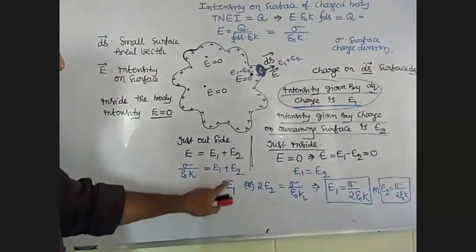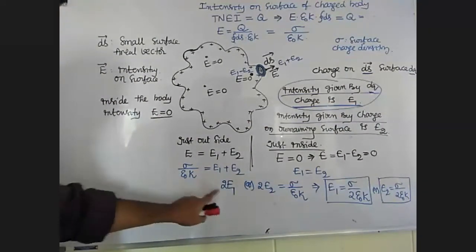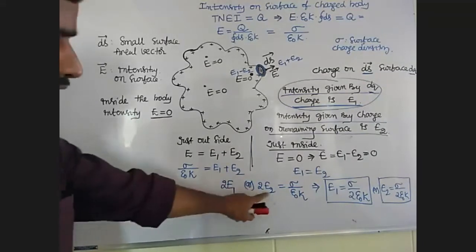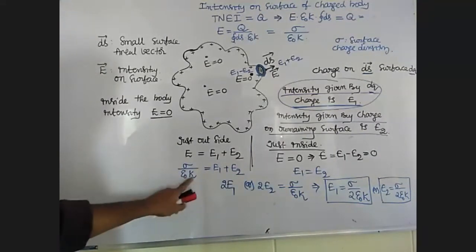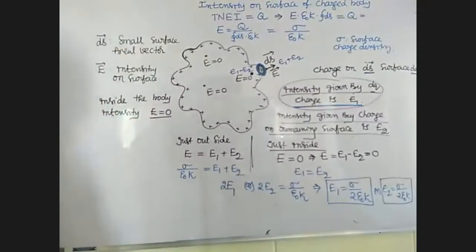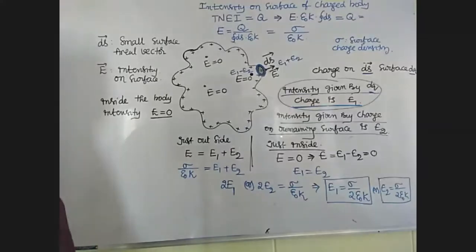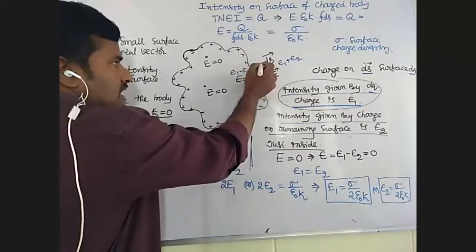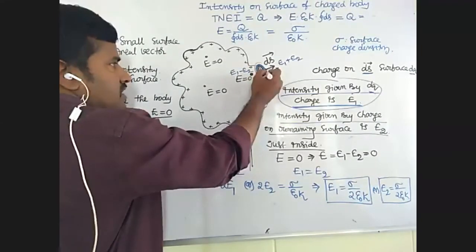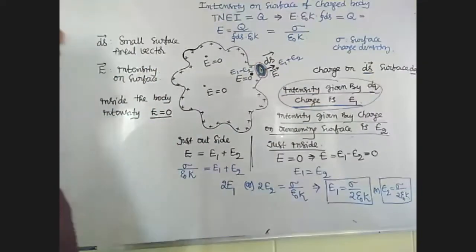Then we write 2E1 or 2E2 equals sigma upon epsilon naught K, where E1 equals sigma upon 2 epsilon naught K. E1 means the charge only on the ds surface provides intensity sigma upon 2 epsilon naught K.